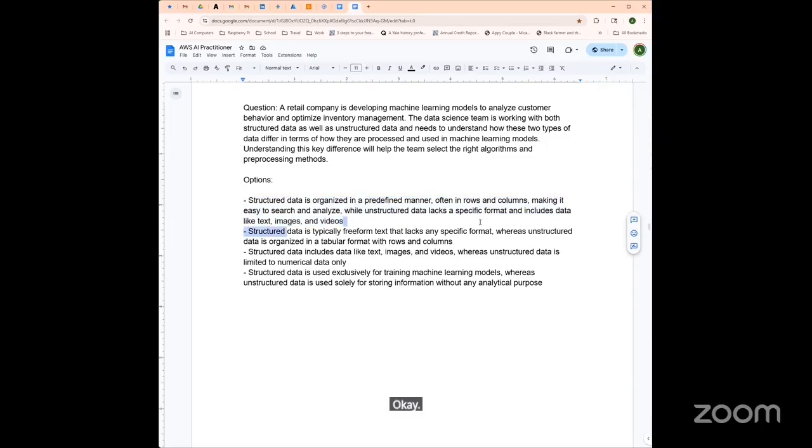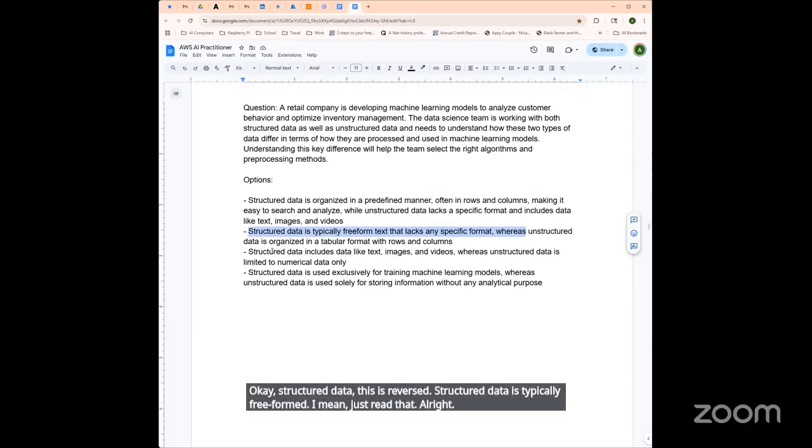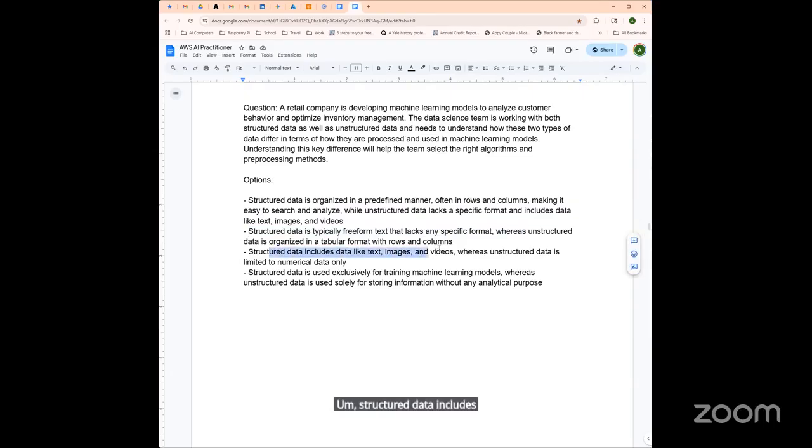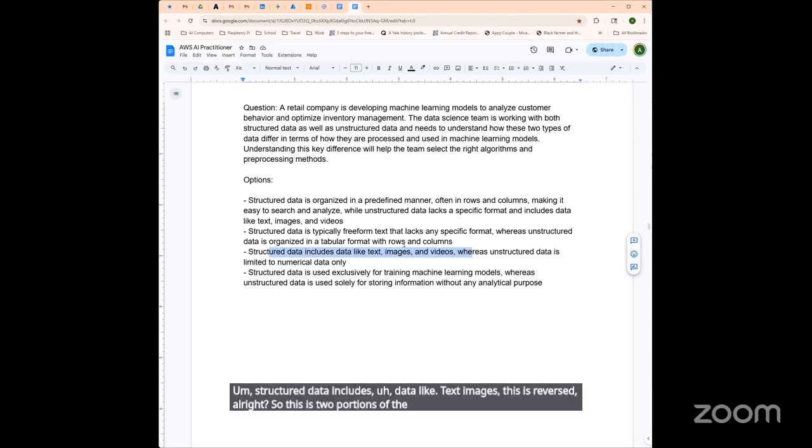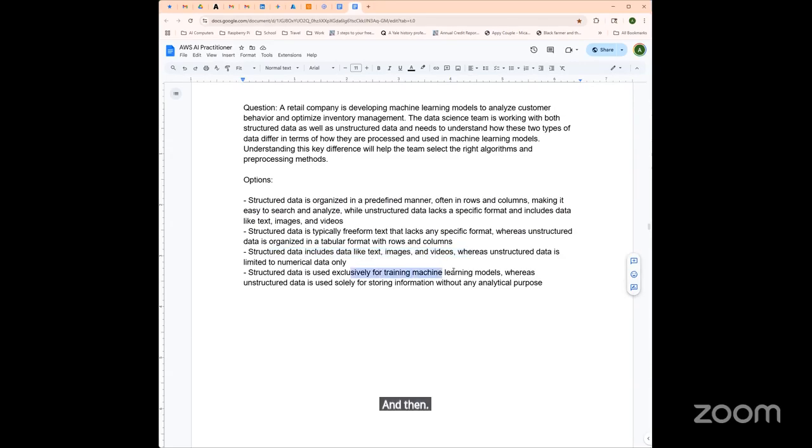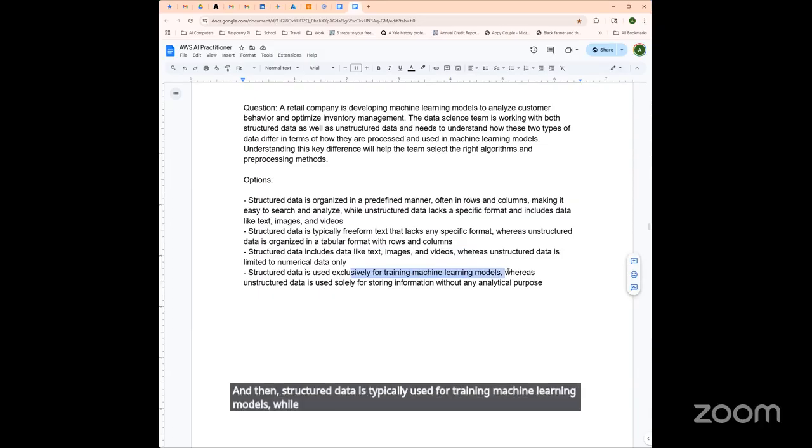Okay, structured data is typically free formed. This is reversed. I mean, just read that. Structured data includes data like text, images. This is reversed. So this is two portions of the reversal, right? And then structured data is typically used for training machine learning models, while unstructured is used for storing information without any. All right.